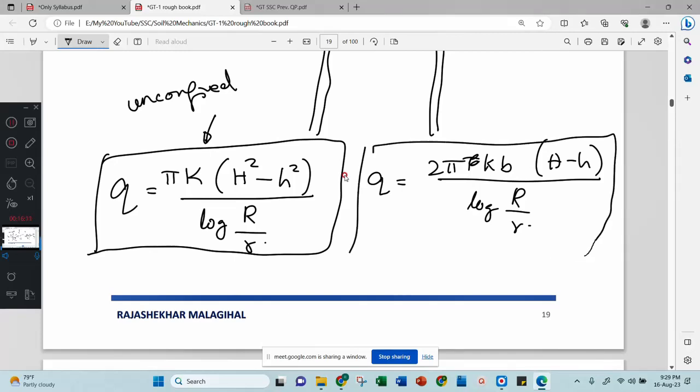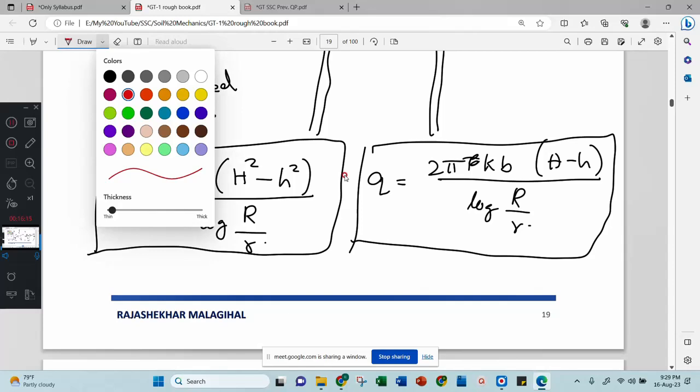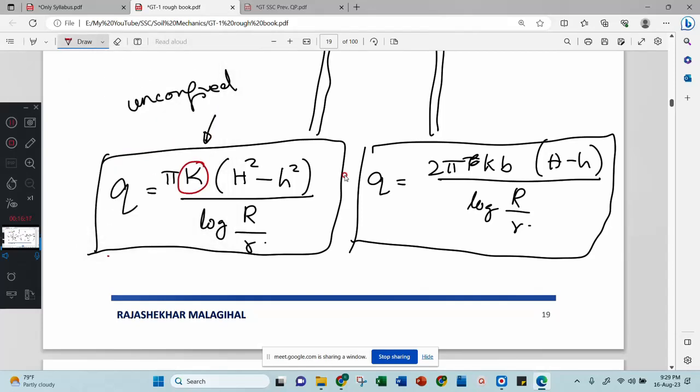Here we have the value k, that is your permeability. This k is the permeability, and q is the discharge, because you are putting the pump on the trial borehole and pumping the water, therefore that is q.